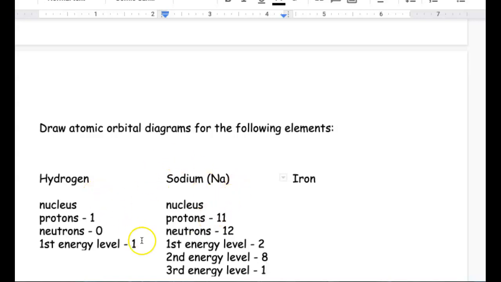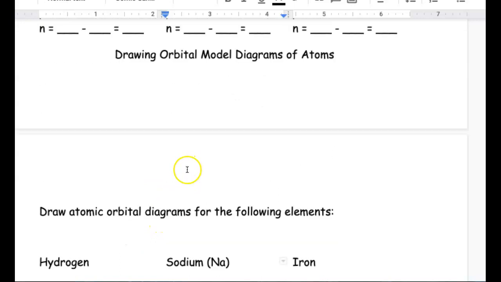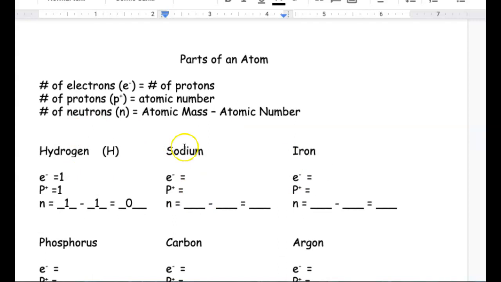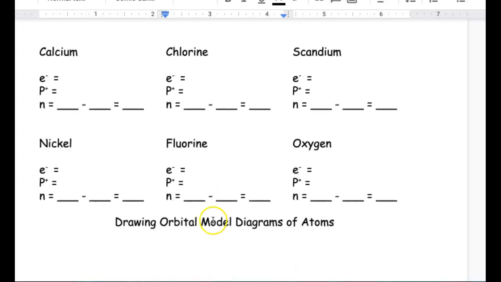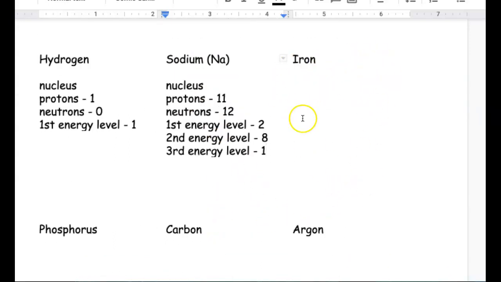If you notice, these 12 elements are the same elements in the same order as page number 2. So you will have your number of electrons, your number of protons, and your number of neutrons to use here. The only thing I want you to do is use that periodic table with the orbital diagram and figure out how many electrons are on each energy level.